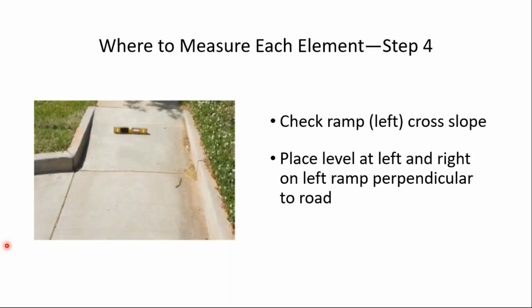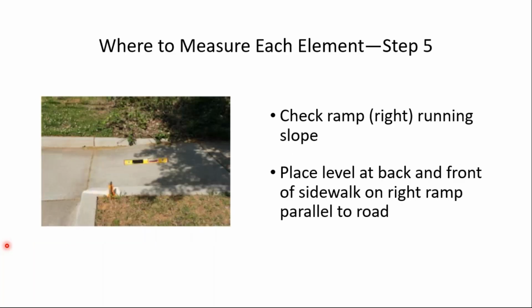Step 4, check the ramp left cross slope. So put the level at the left and right on the left ramp perpendicular to the road. Step 5 would be to check the right ramp running slope. So put the level on the right ramp parallel to the road.